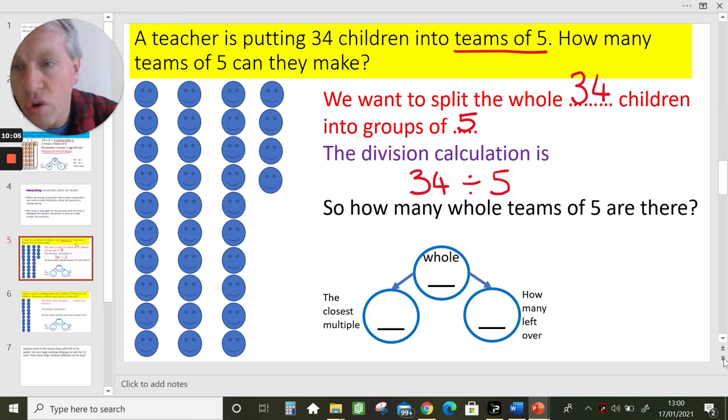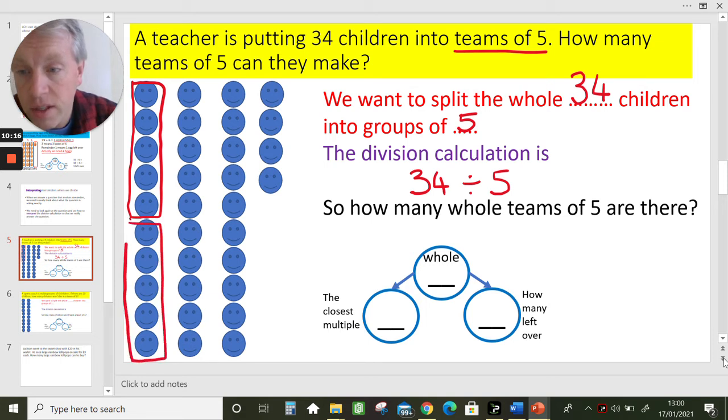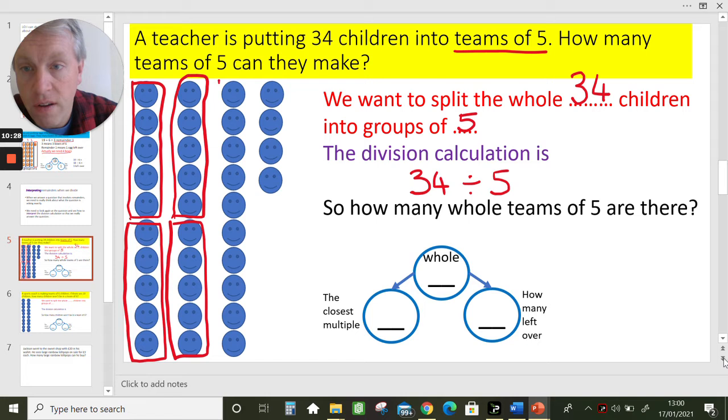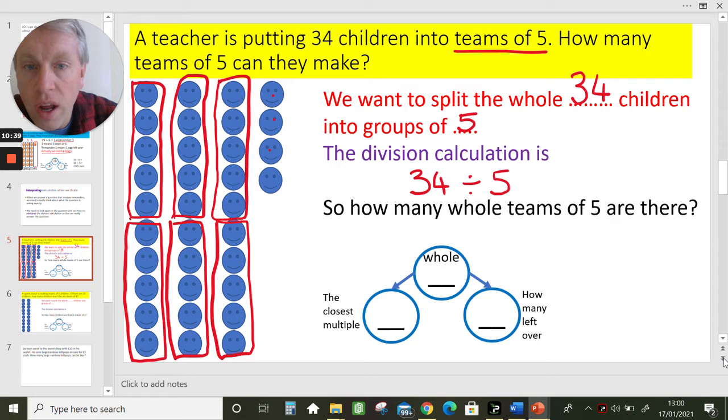Okay, let's try it. Let's try drawing it here. Let's see, 1, 2, 3, 4, 5. Those 5 children are a team. So every 5 is a team. So we're counting in 5, 5 and 5. Another 5. And another 5. And another 5. And another team of 5 children. Oh, 1, 2, 3, 4 children. 4 children won't make a team of 5.